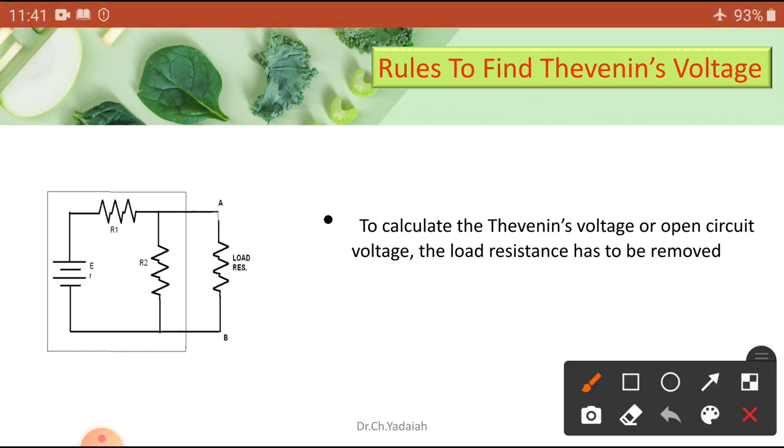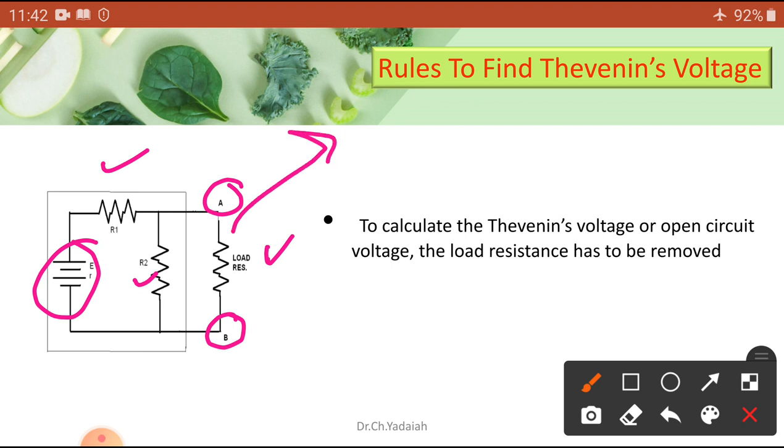What does this network consist of? Here one voltage source is connected, one resistance R1 is connected here, and resistance R2, and the load resistance. This is one simple circuit, you can see it. Here the load resistance is connected across terminal A and terminal B. Instead of a complicated circuit, the circuit consists of only one voltage source and two passive elements. Now what to do to calculate the Thevenin equivalent or open circuit voltage? The load resistance has to be removed. Whatever load resistance you connected, temporarily keep it outside.